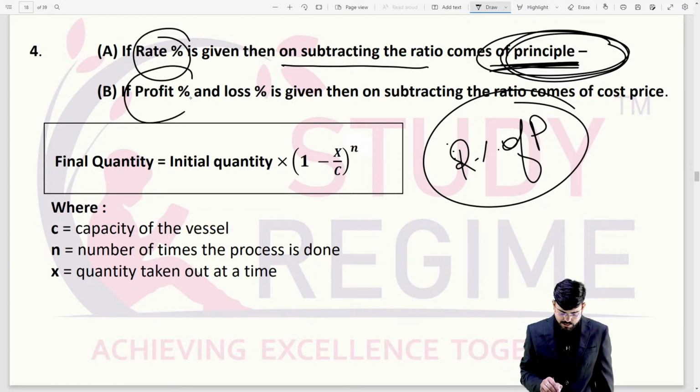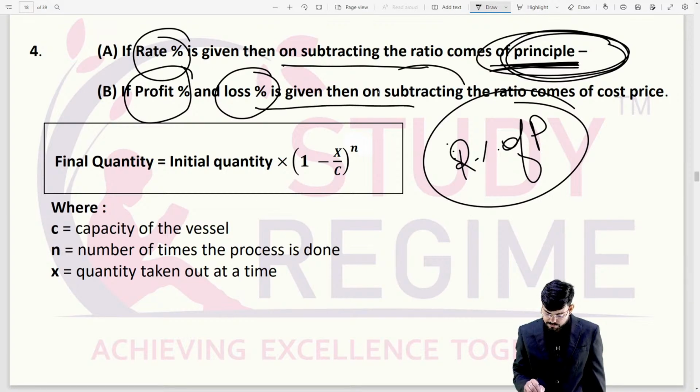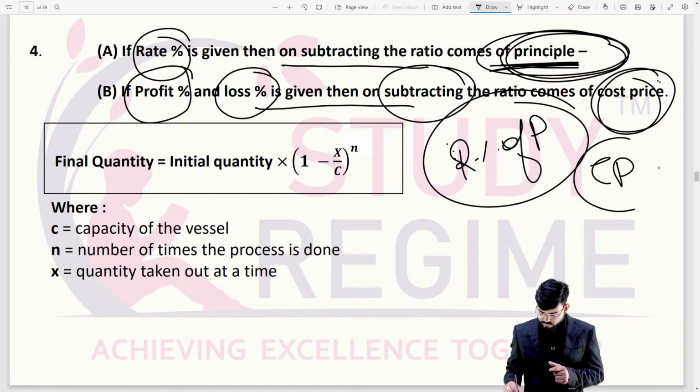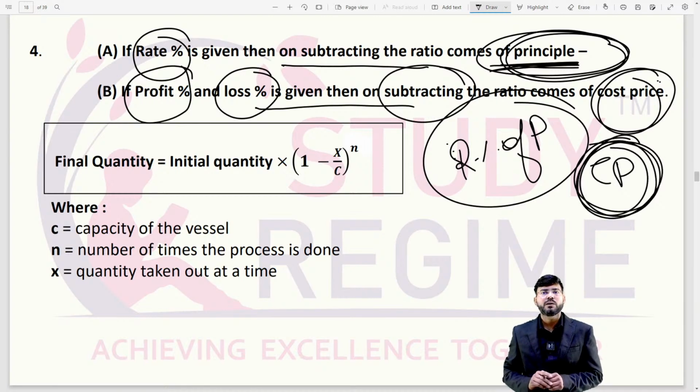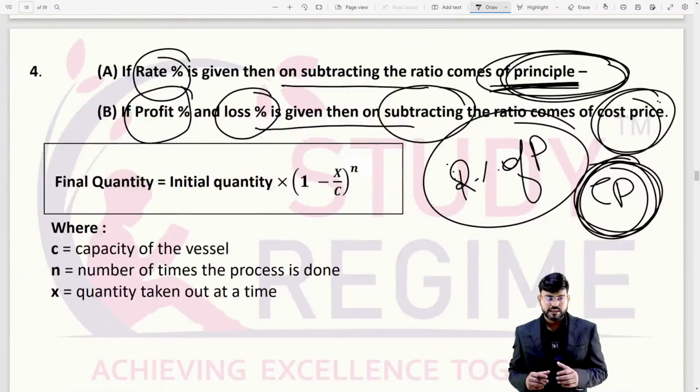Next, if we are talking about profit percentage or loss percentage, then on subtracting, the ratio comes out to be of cost price, because either profit or loss is calculated with respect to what? It is calculated with respect to the cost price, CP. So now the ratio which you will get is the cost price ratio. Clear? I hope you are now clear with the first line, why I have put so much emphasis on it. You should know what you are getting after subtracting. It's not only about solving questions, you need to understand why we are subtracting and what we are getting.